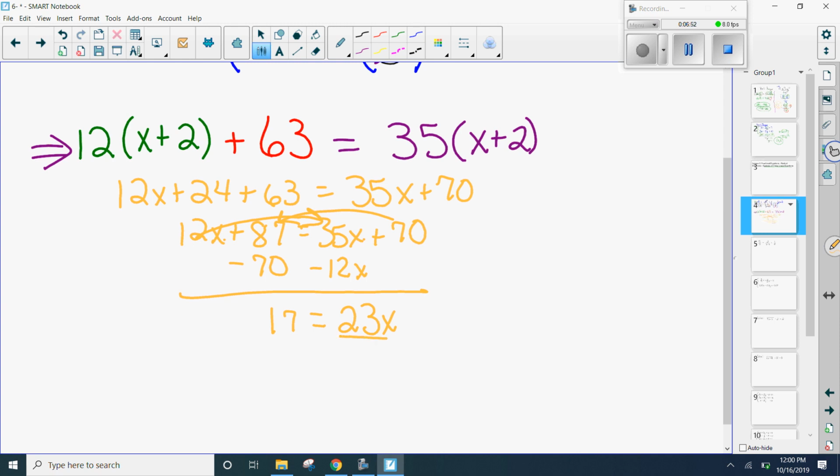Last step, divide by 23. So x ends up being a fraction, not a very pretty fraction or anything like that. But I do think that it's easier to solve by getting that common denominator and eliminating the fractions.